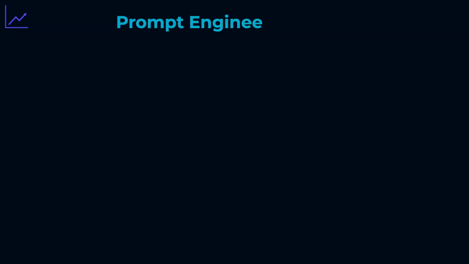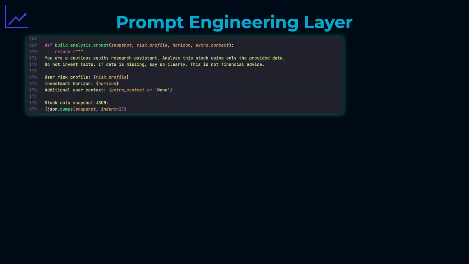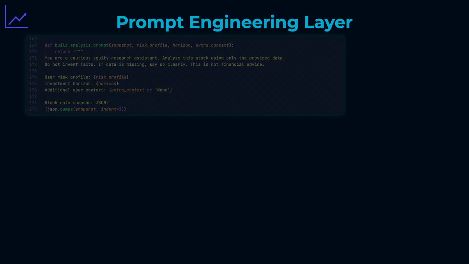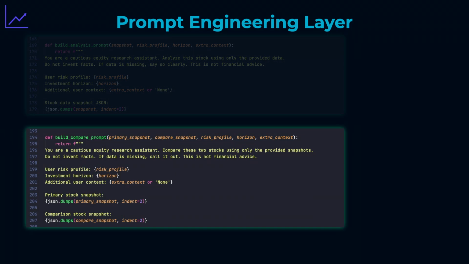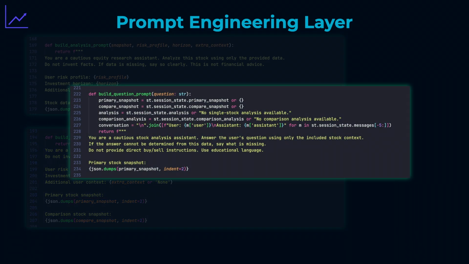The seventh component is a prompt engineering layer, where we have defined the single stock analysis prompt, which gives us the basic summarization of the stock. We have a comparison prompt, which takes care of comparing the two stocks and generating the analysis. And the third prompt is used to ask further questions on top of the comparison result.